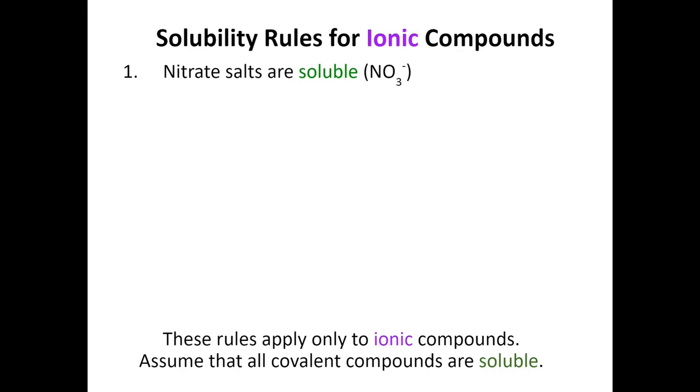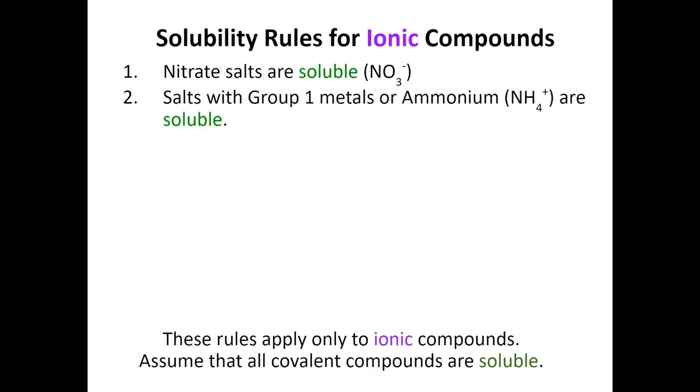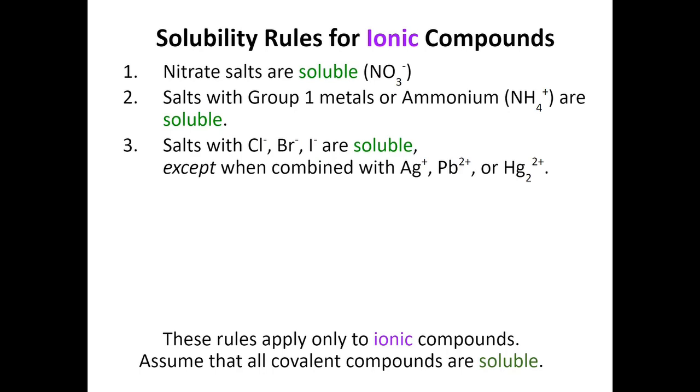Rule number one: any salt, and when we say salt, we mean ionic compound, so any ionic compound or salt that contains the ion nitrate is soluble automatically. Rule two: salts that contain metals from group one. So on your periodic table, look at lithium, sodium, and so on, everything in that first column, or ammonium ion, those are soluble. Rule three, here there are some exceptions. There's a general rule and then there are exceptions to it.